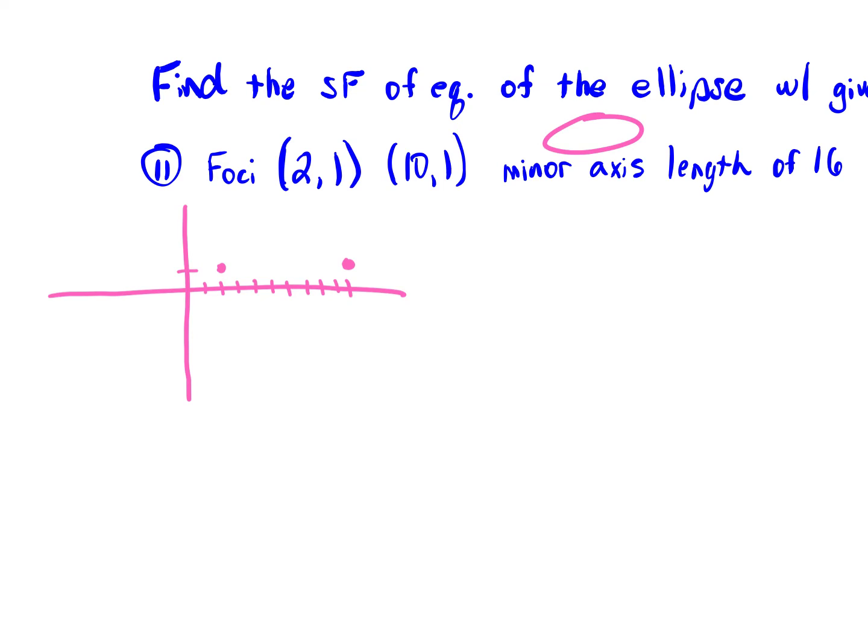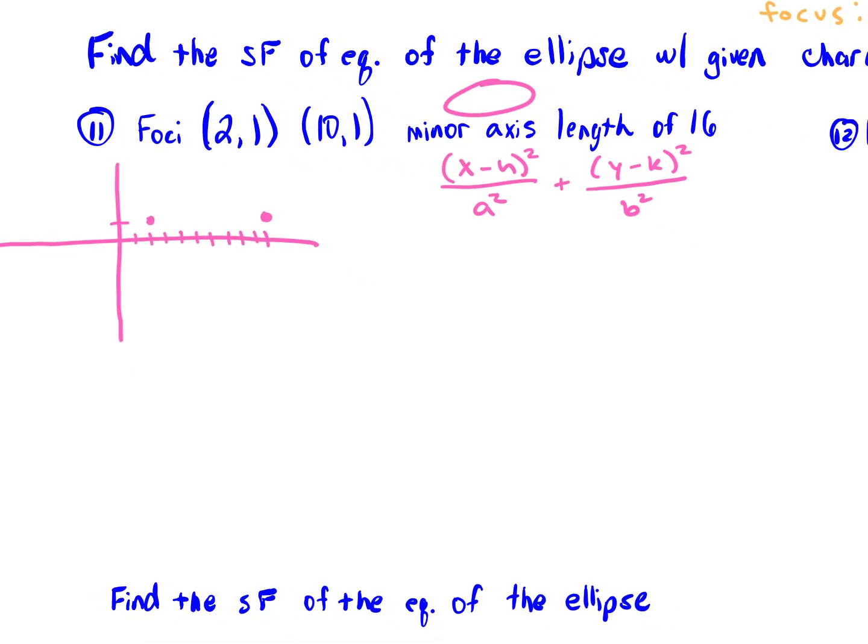So I'm just going to write my standard form so I know what I need to find. It'll be (x minus h) squared over a squared plus (y minus k) squared over b squared is equal to 1. A is going to go under x, so A is going to be the bigger number that goes under our x, because it is a horizontal ellipse.